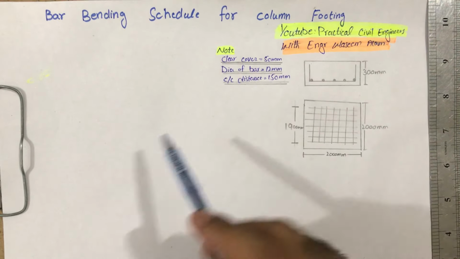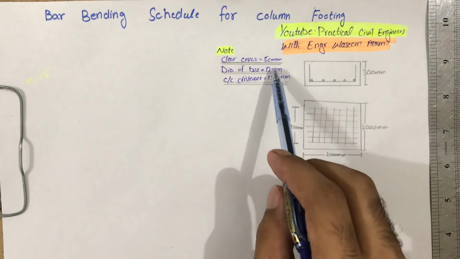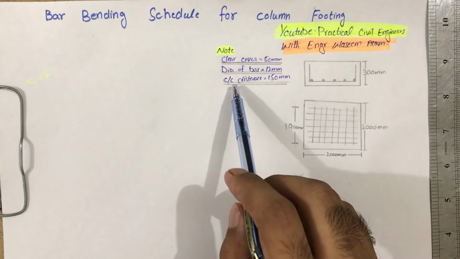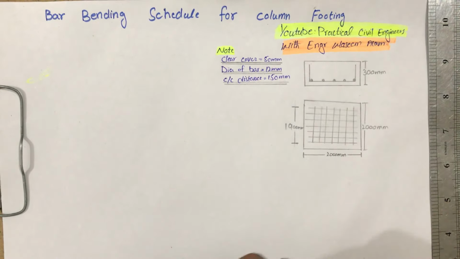So for that we have to note the clear cover on each side will be 50 mm, dia of bar will be 12 mm, and the center to center distance of each bar will be 150 mm. So we have to find first main bars.